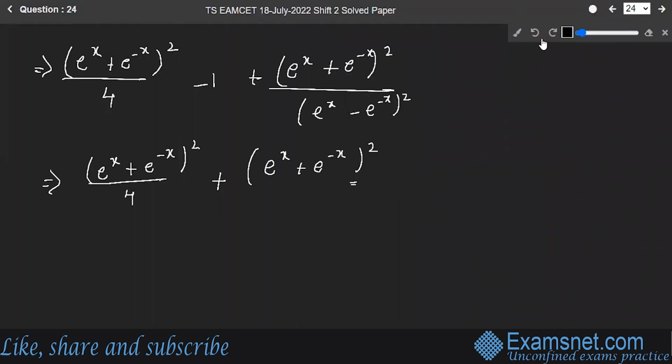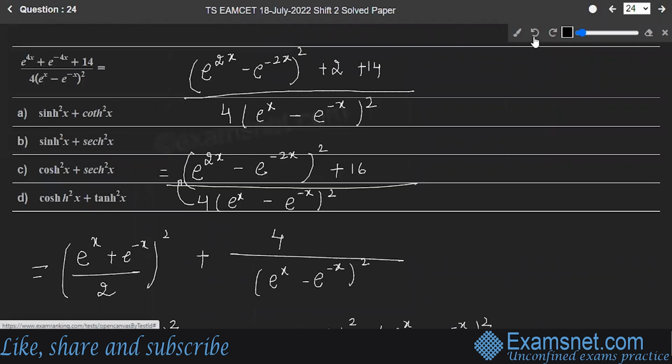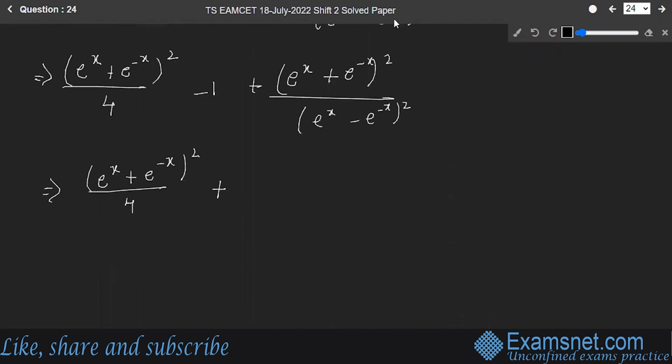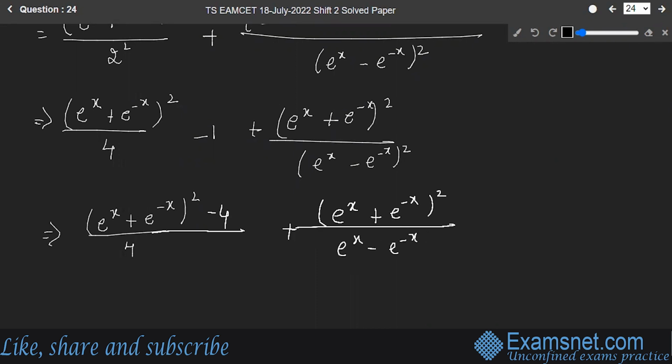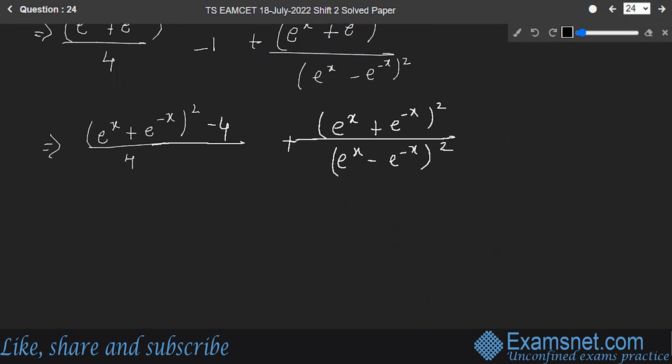Okay, I'll make some changes in the last few steps. So here was minus 4, right? This will be minus 4 plus (e raised to power x plus e raised to power minus x) whole square upon (e raised to power x minus e raised to power minus x) whole square. So when you open this up, this will change into (e raised to power x minus e raised to power minus x) whole square. I hope you know this, like how does this change?